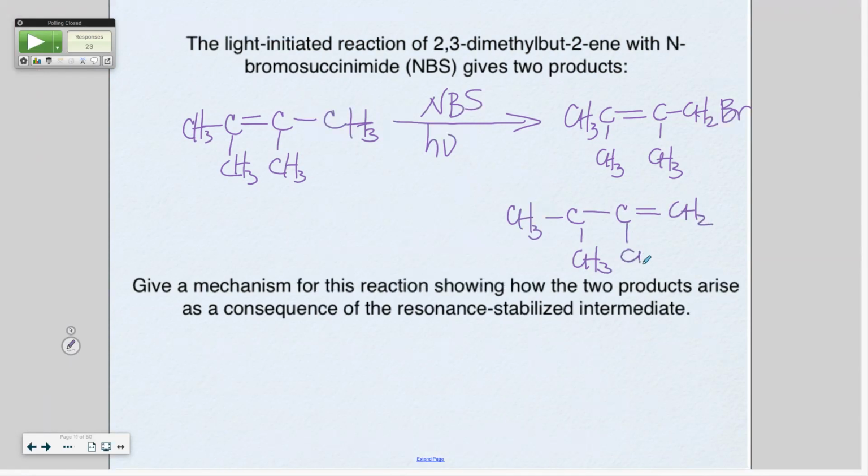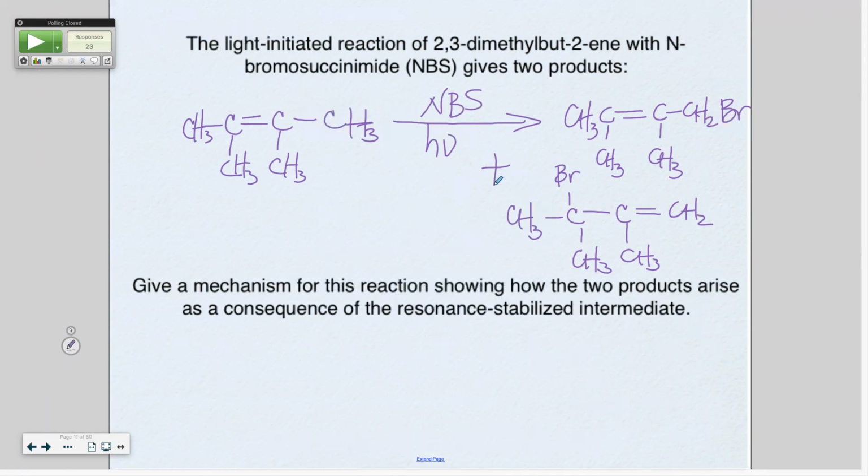Whoops, I lost my methyl. You get both of those. So you get that one plus that one. Right, two different ones. See how the bromine is over here? It's on the end, on one of the CH3s. Here, the bromine is in the middle, kind of, and the double bond has moved.